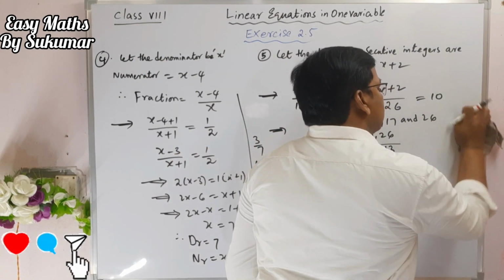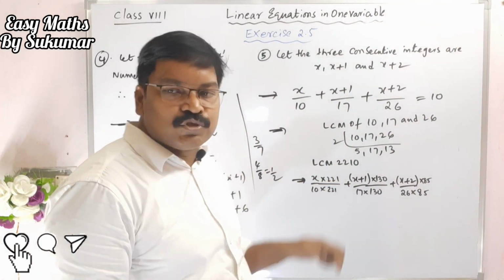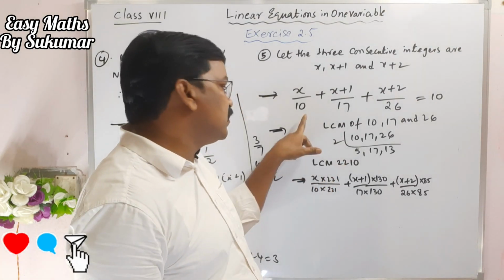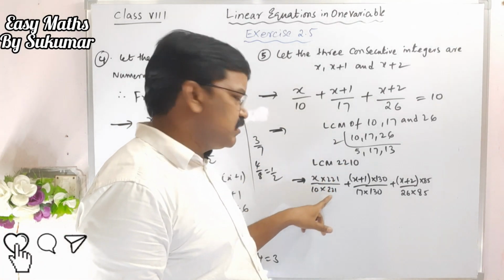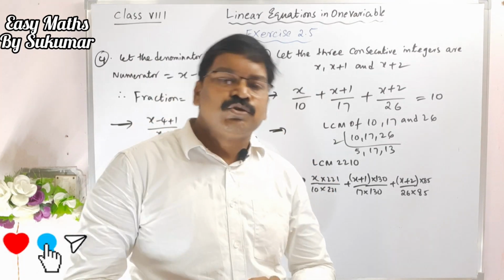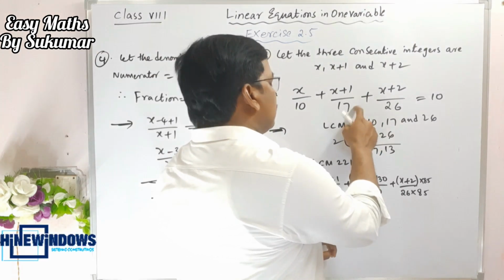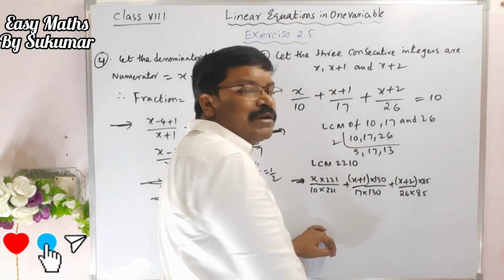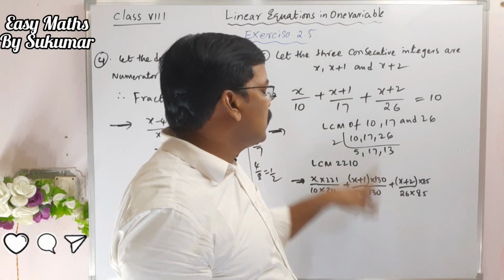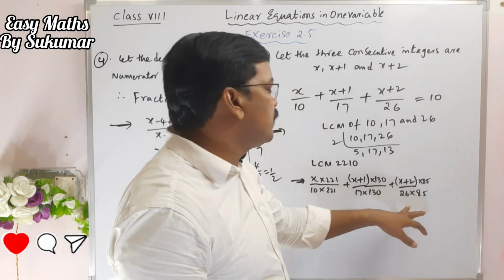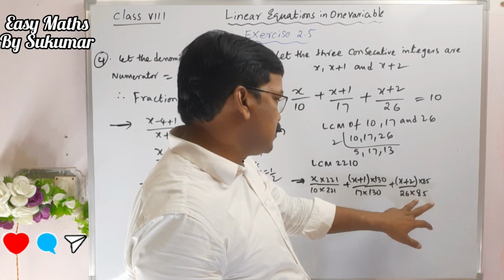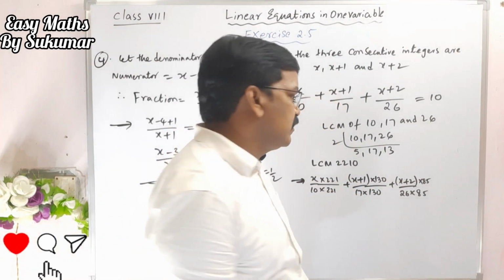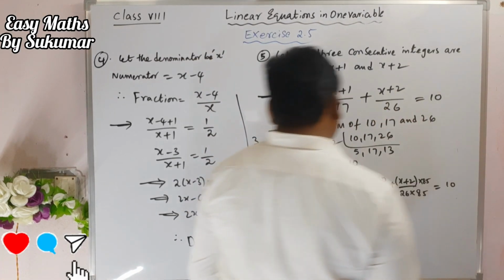Shall I repeat here, my dear students? The LCM is 2210. When this 2210 is divided by 10, we get 221, so we multiply numerator and denominator with 221. When you divide 2210 with 17, the quotient is 130, so multiply by 130. For x plus 2 by 26, 2210 by 26 is 85, so multiply by 85. So this is equal to 10.